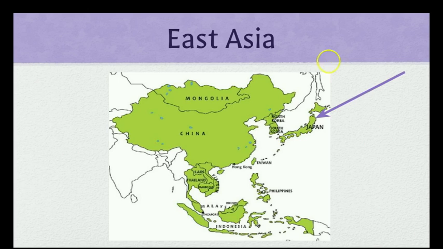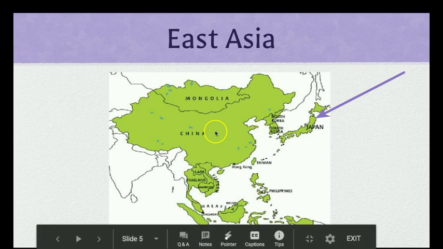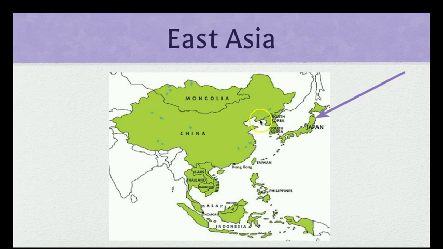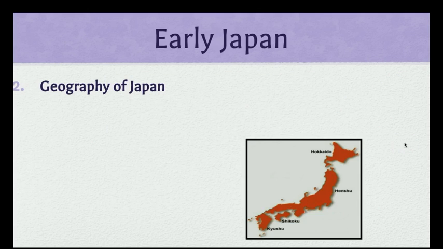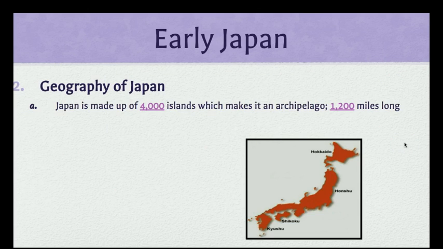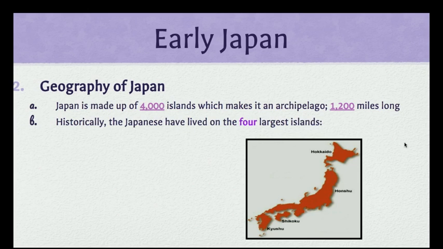So again, Japan lies just east of China, so here we see China moving directly east. Japan. There's going to be a lot of travelers that traveled through China, Korea, and Japan, bringing culture and spreading culture as they did that traveling. So again, cultural continuity. So the geography of Japan. Japan is made up of 4,000 islands, which make it something called an archipelago. That's a geographic term that means an island chain. From top to bottom, it's about 1,200 miles long.